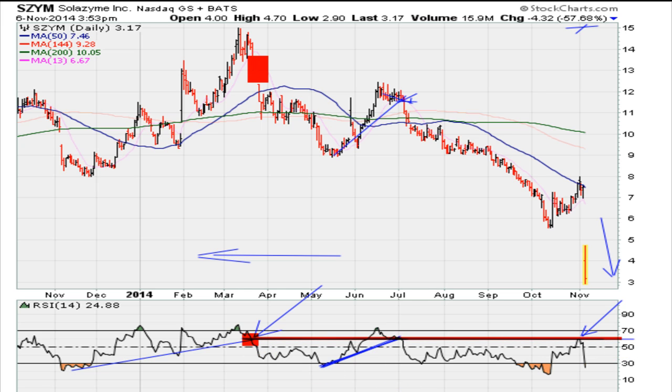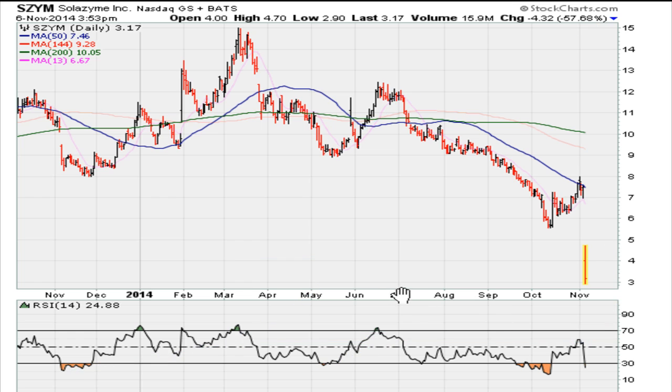And so when we came back a couple days ago and found resistance there, if you were watching that, then you knew that the stock was due for some reversal.